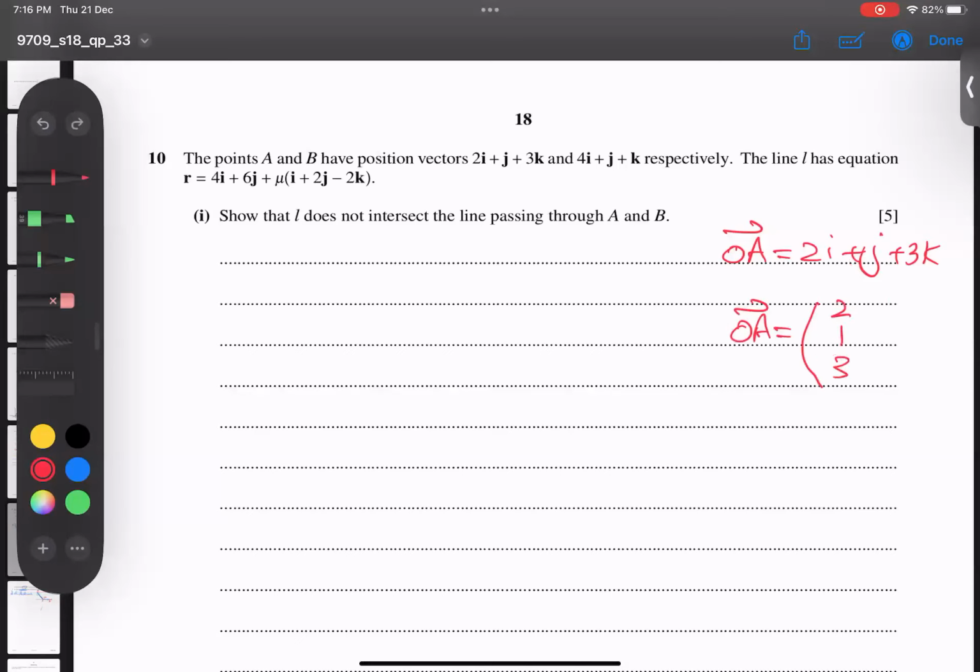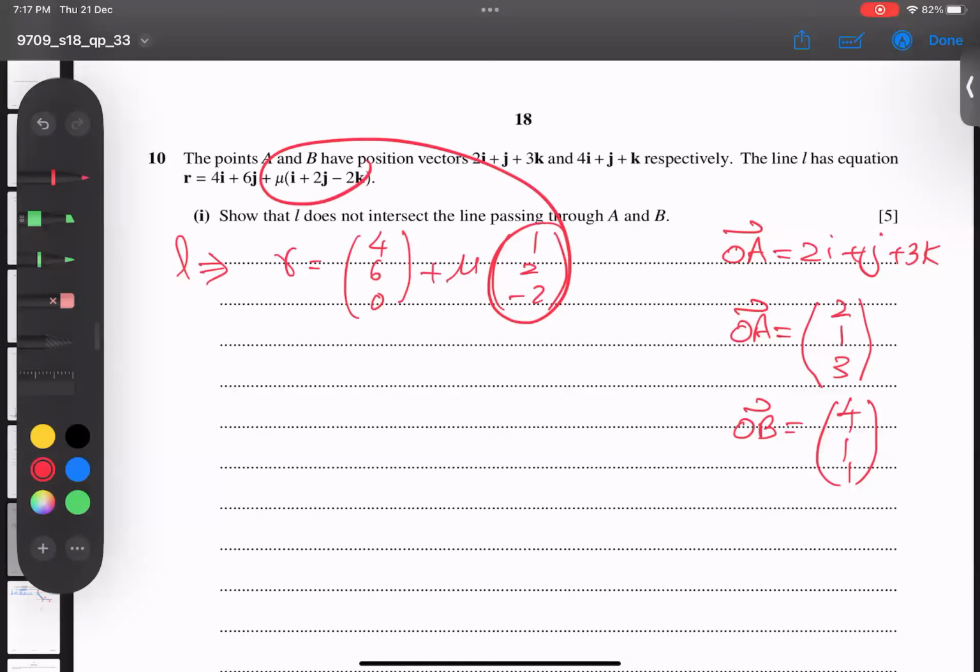The position vector of B is this, so I'm writing OB, which is 4, 1, 1. I think it's clear. The line L has this equation. I will write the line in this format: r equals 4, 6, 0, because there is no k component, plus mu times 2, 1, 2, minus 2. I believe the line is very clear.